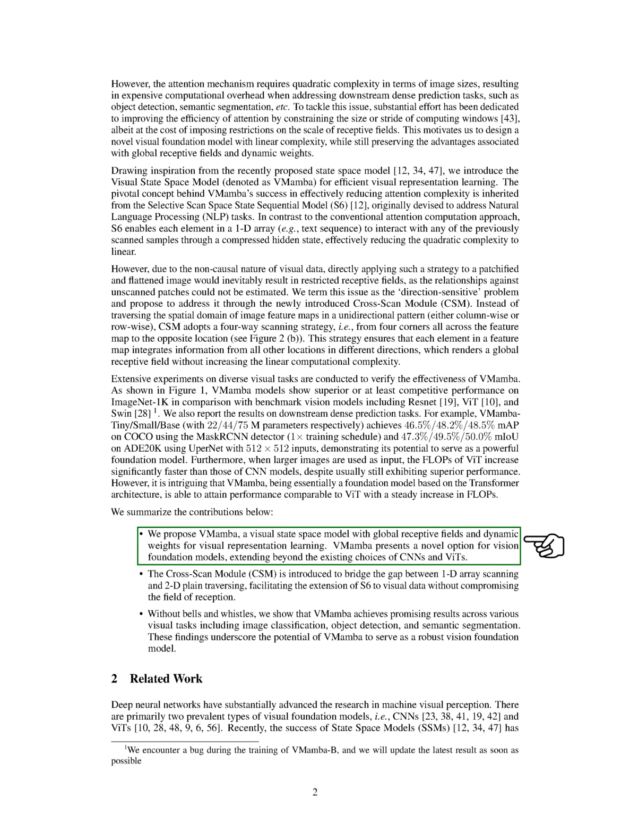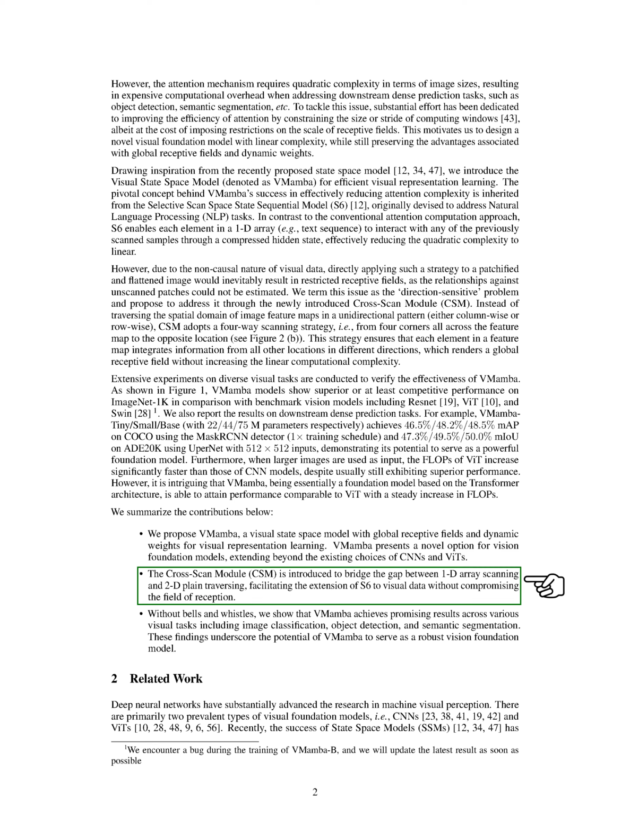In summary, we propose V Mamba, a visual state space model with global receptive fields and dynamic weights for visual representation learning. V Mamba presents a new option for vision foundation models, extending beyond the existing choices of CNNs and ViTs. The cross-scan module, CSM, bridges the gap between 1D array scanning and 2D plane traversing, facilitating the extension of S6 to visual data without compromising the field of reception.